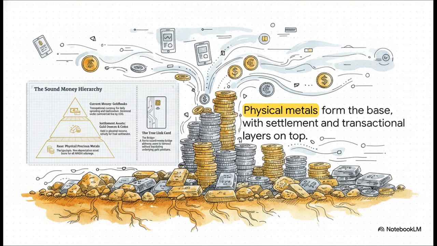Now, this image here does a perfect job of visualizing the whole ecosystem. Think of it like a pyramid. At the very bottom, you have the most important part, the bedrock, physical precious metals. This is your core wealth. Then, built on top of that, you have your settlement assets, things like gold coins and bars. And then, at the very peak, you have your transactional currency, the layer that lets you actually spend and live your life day to day.